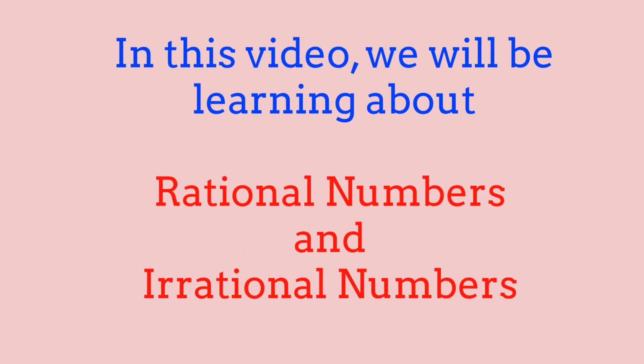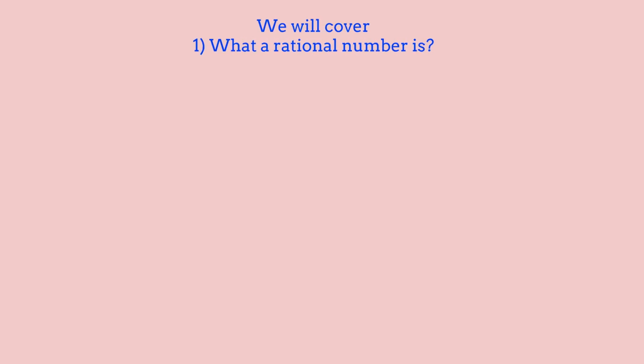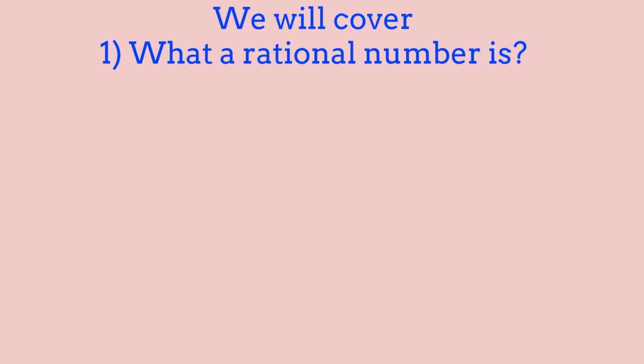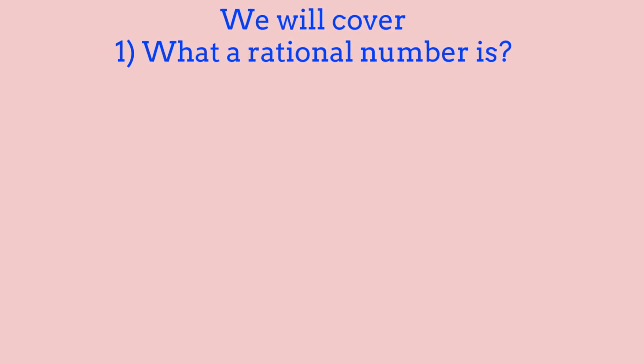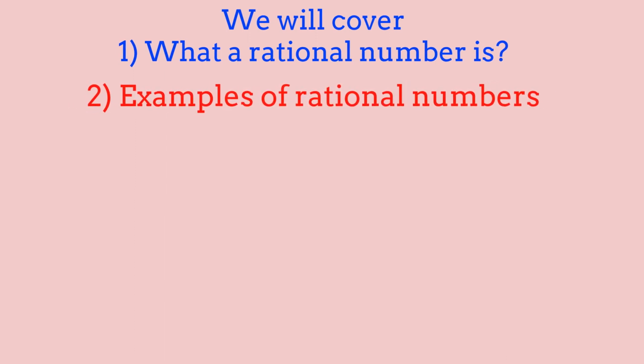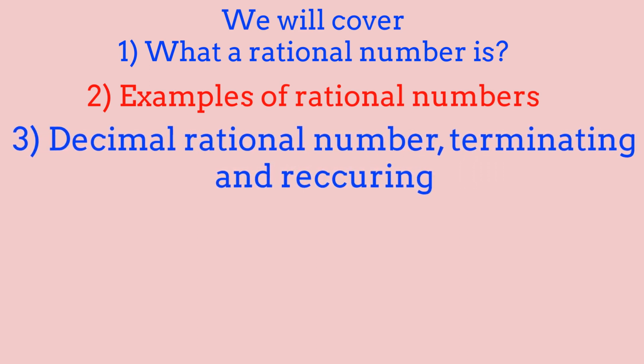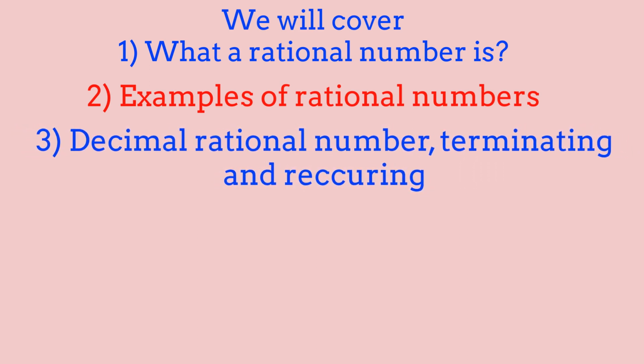In this video, we're going to be learning about rational numbers and irrational numbers. Throughout this video, we're going to be covering the following topics. First, we're going to look over what a rational number is. Second, we're going to look at some examples of rational numbers. Third, we will look at what decimal rational numbers are, especially terminating and reoccurring decimal rational numbers.